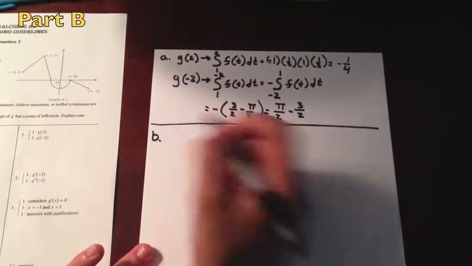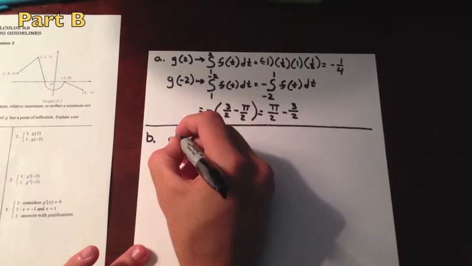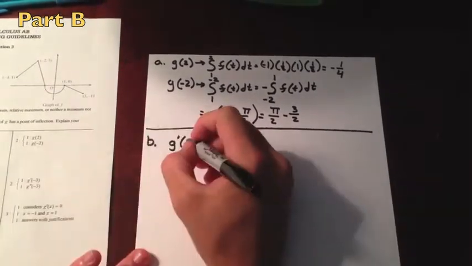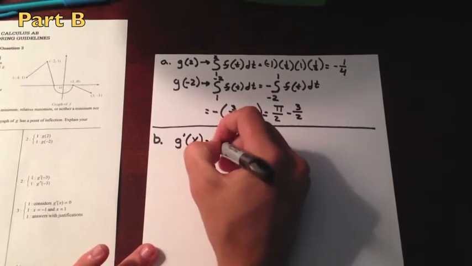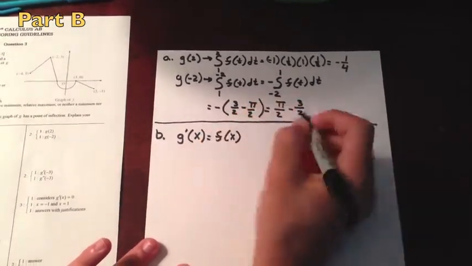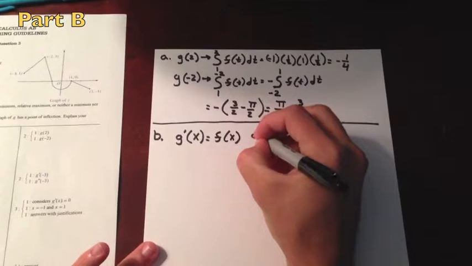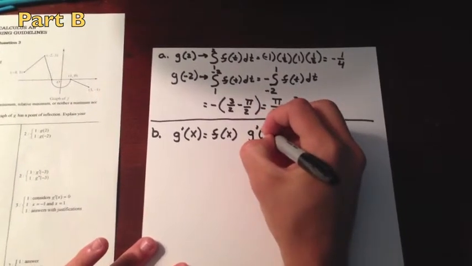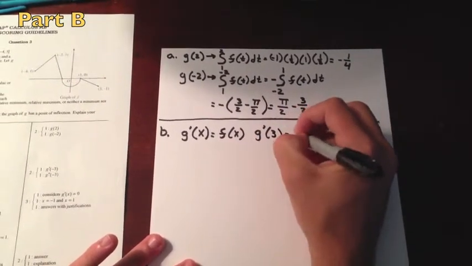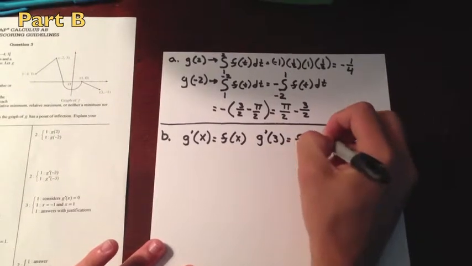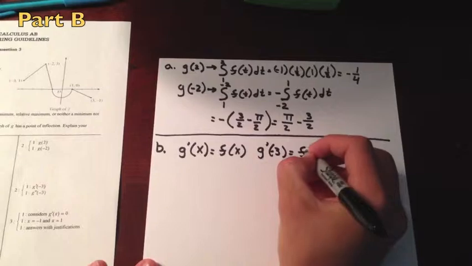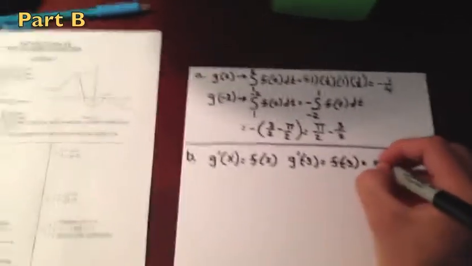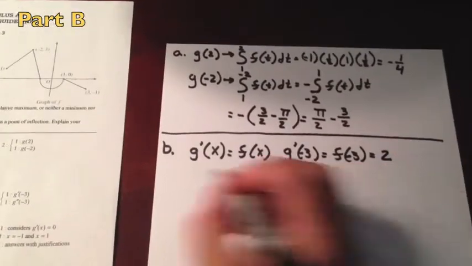Okay, so part B is also quite simple. We need to solve for g prime of negative 3 and g double prime of negative 3. So we know g prime of x is simply equal to f of x. So in order to find g prime of negative 3, we simply look at f of negative 3, rather, my bad. In this case, simply looking at the graph, f of negative 3 would be 2.